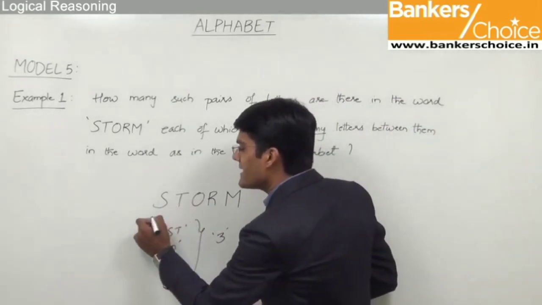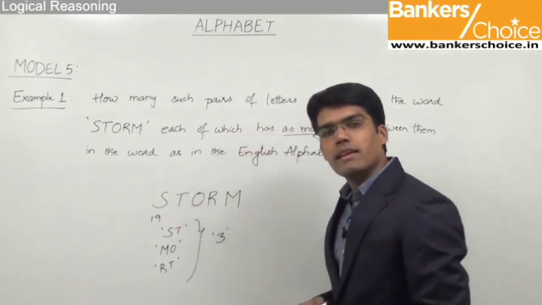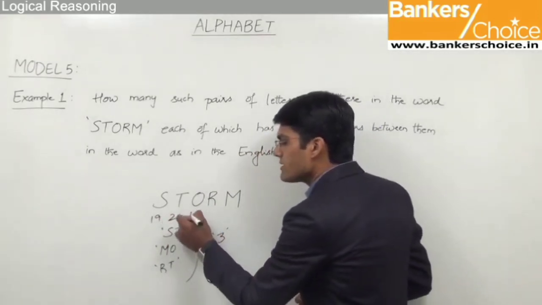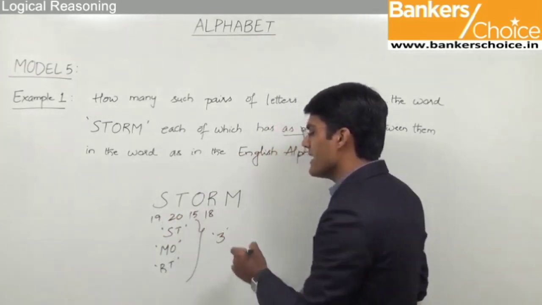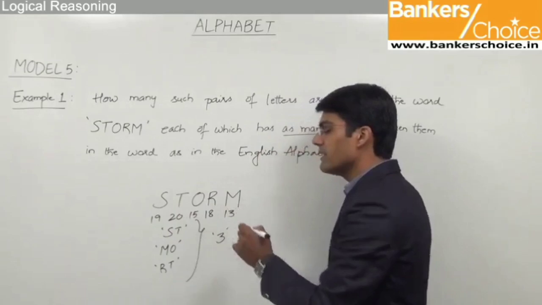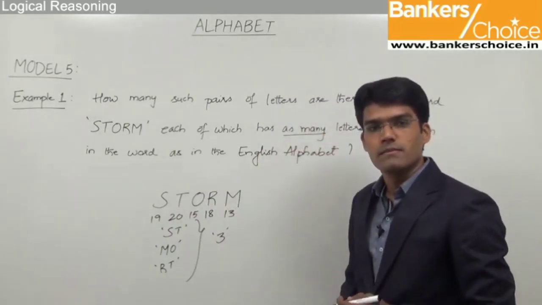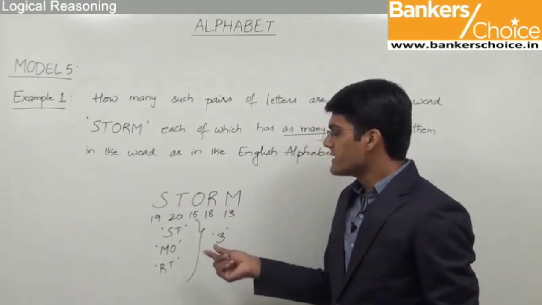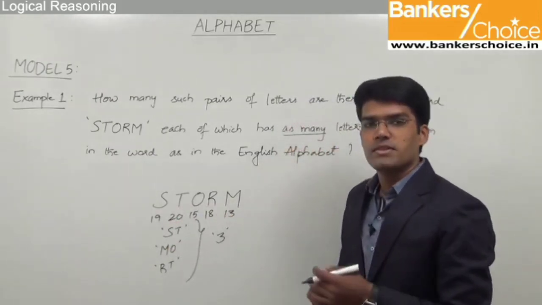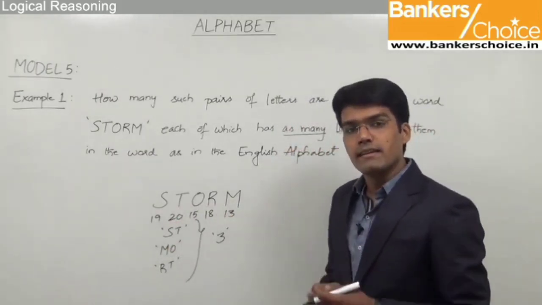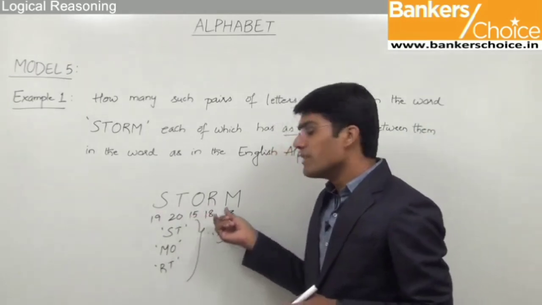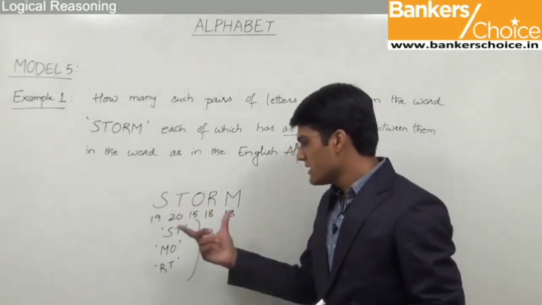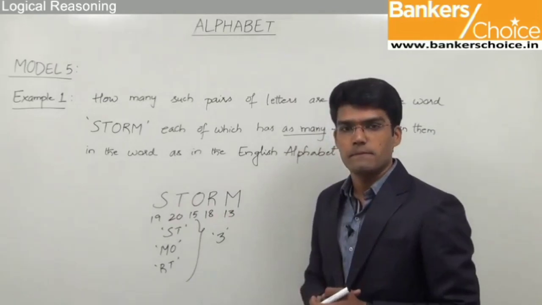We know that S is the 19th letter in the English alphabet. T is the 20th letter, O is the 15th letter, R is the 18th, and M is the 13th letter in the English alphabet. Now whatever we have done in the previous case with the letters, the same thing has to be repeated with their positions. The idea here is that working with numbers is faster when compared to working with letters. So this gives us the answer in a faster way.